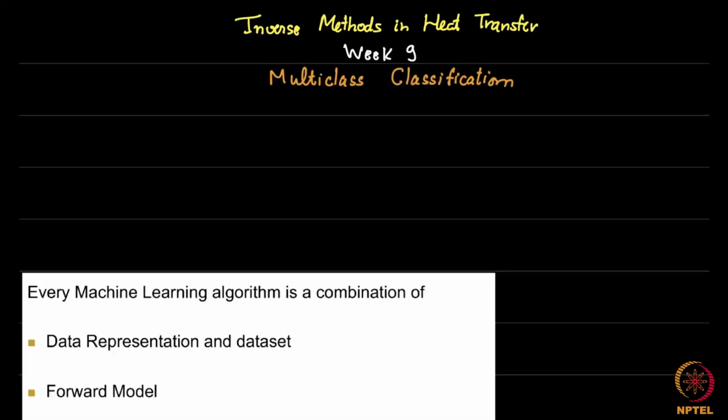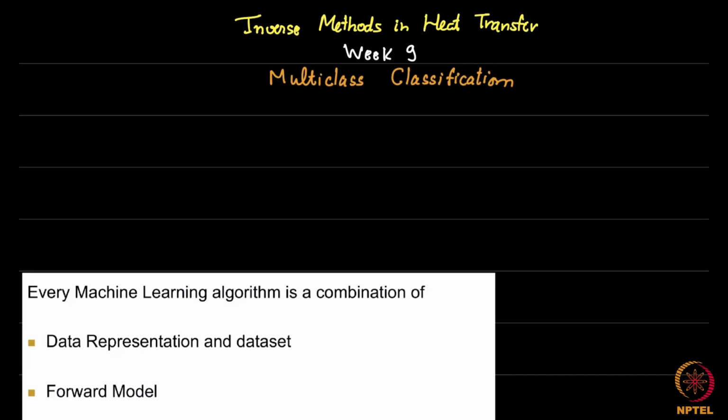Welcome back. This is week 9 of inverse methods in heat transfer. In the last couple of videos, we saw binary classification, which meant that if you have some category which needs to be split into two, let's say cancer versus no cancer, that would be the case of a binary classification problem. Now we are going to extend that here into a multi-class classification case.